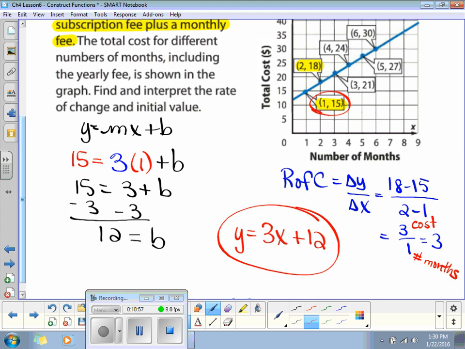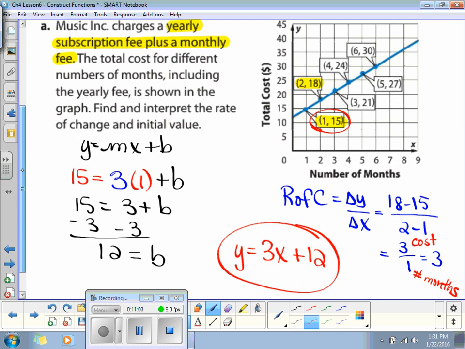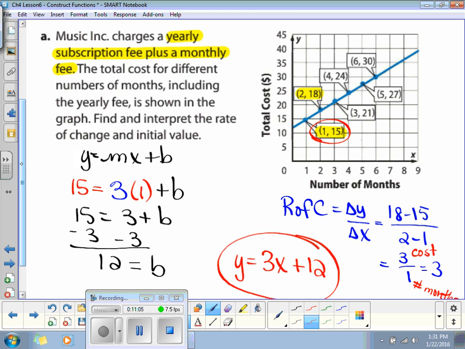Okay? This b, or the initial value, when we are talking about this particular example, what does that 12 represent? In this example, the b is that yearly subscription. You got it?